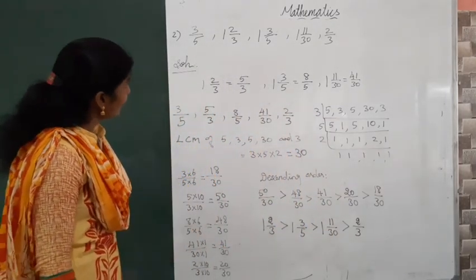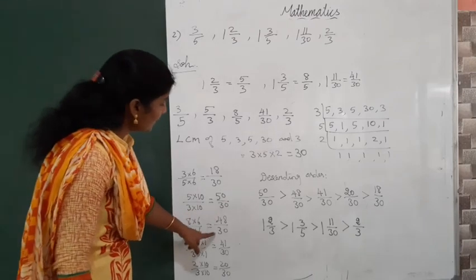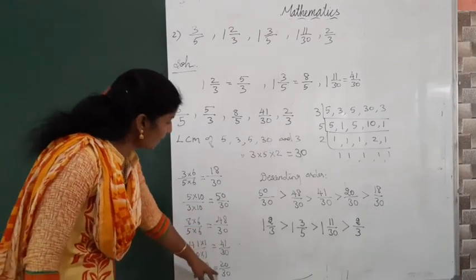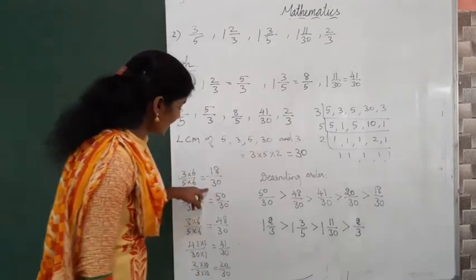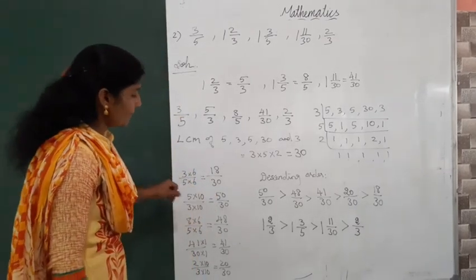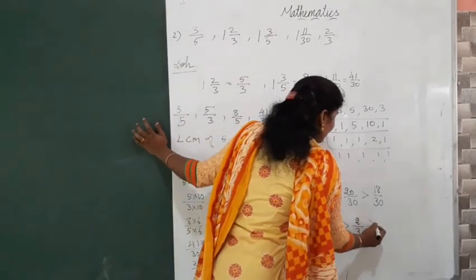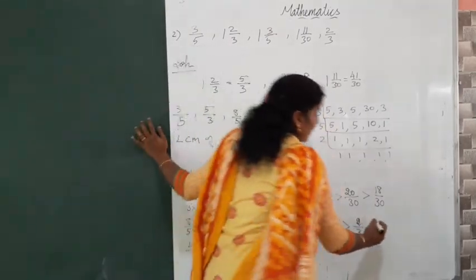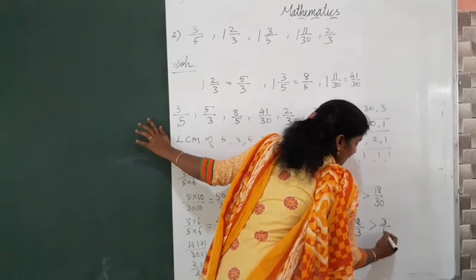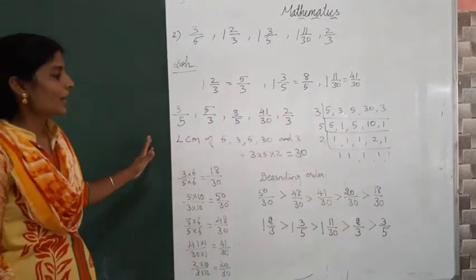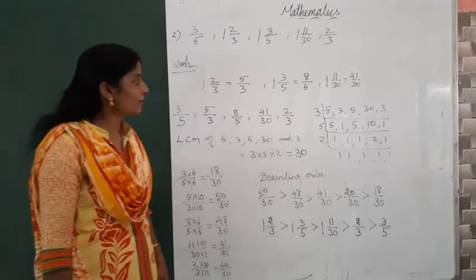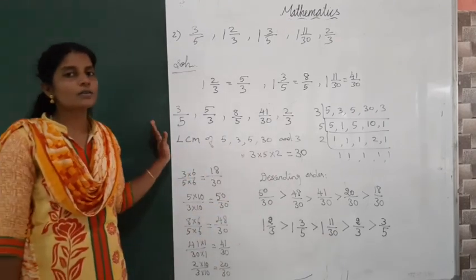So 50 by 30, then 48 by 30, 41 by 30, 20 by 30, then the last one is 18 by 30. That is 3 by 5, isn't it? Clear? Descending order means big to small. Okay, descending order means big to small.